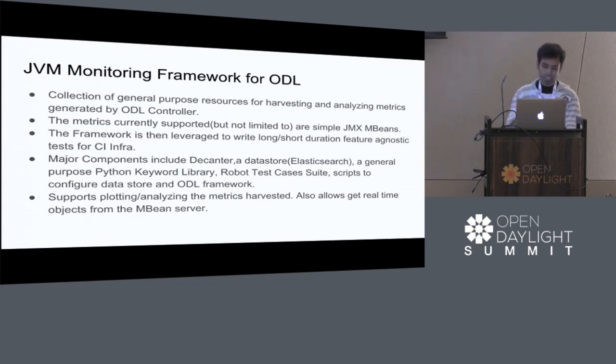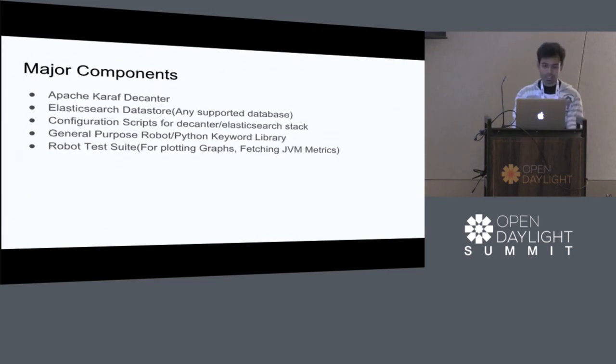Something like that. The major components include Decanter, a sort of data store in which we dump all the data, a general purpose library that we developed, a small canonical robot test suite that we use to test it, and obviously the script to configure and glue it all together. We also have support for plotting and analyzing the metrics that we harvest. Also, we have support for getting real-time data from the MBean server. The major components, as I already said, are Decanter and the data store.